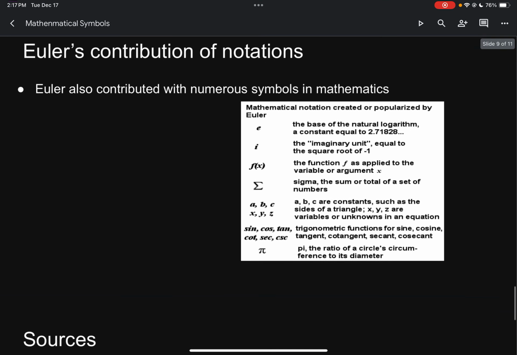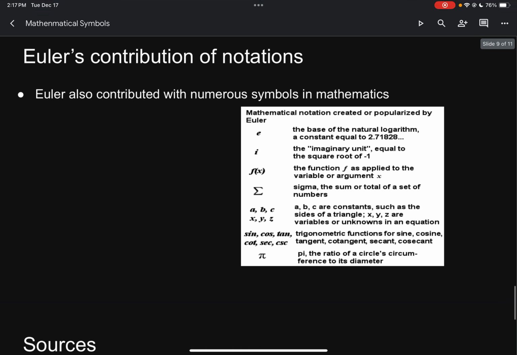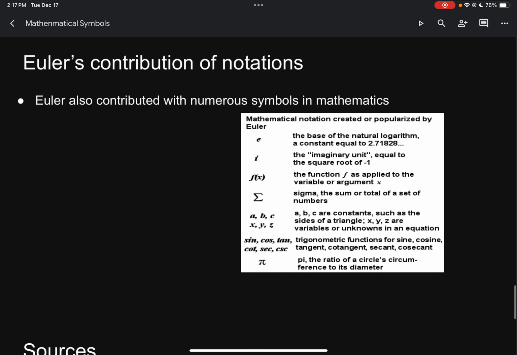Euler also contributed to some of the notations that are popular in mathematics. For example, the base e was one of the symbols that he popularized in mathematics. The i symbol for the imaginary unit. The famous f of x that's used in calculus, which is applied to the variable, an argument of x. The sigma symbol, as I mentioned. And finally, the pi, the ratio of a circle's circumference to its diameter.